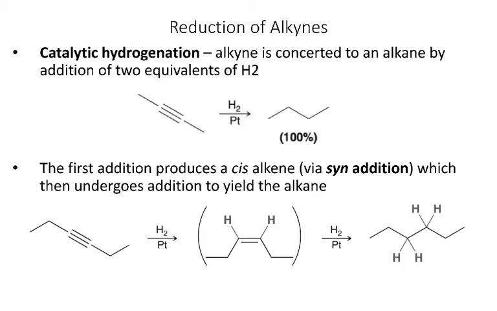In this video, we're going to talk about the reduction of alkynes. So just like with alkenes, we can use catalytic hydrogenation to add hydrogens to our pi bonds. And in this case, it's sort of a two-step process. We first create the cis alkene, because just like with catalytic hydrogenation of alkenes, the hydrogens add via syn addition, so the hydrogens add to the same side, and then it is further reduced to the alkane.